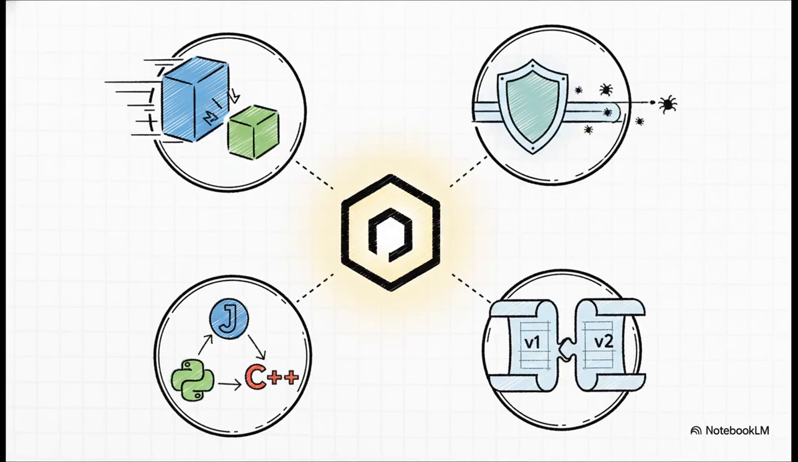So, why is this so cool? Well, first off, it's built for speed. The data is way smaller, so it processes much faster. Second, that strict schema acts like a bodyguard for your data, swatting away errors before they can even happen. Third, it doesn't care what language you use. Your Python service can talk to your Java service, which can talk to your C++ service, no problem. And finally, you can actually update these data structures without breaking all your older services. It's fast, it's safe, and it's incredibly versatile.